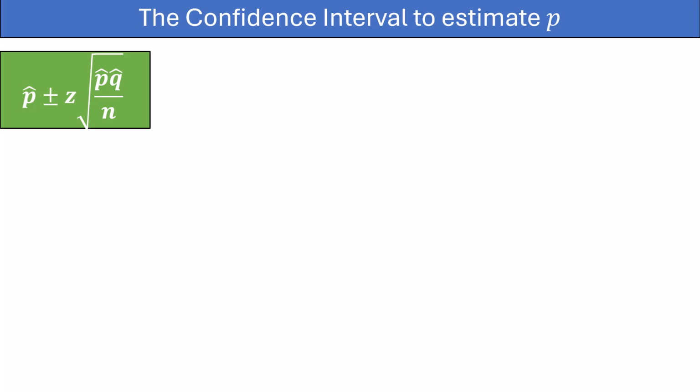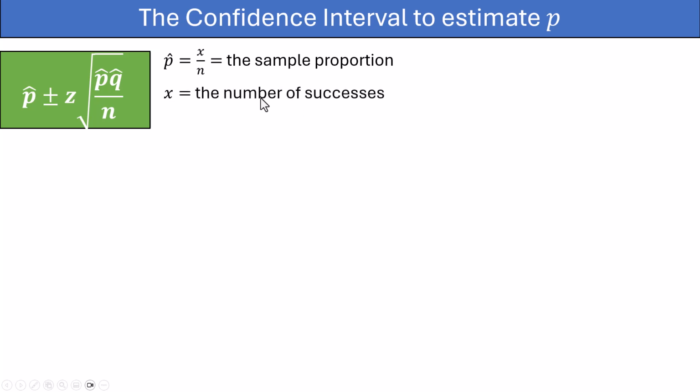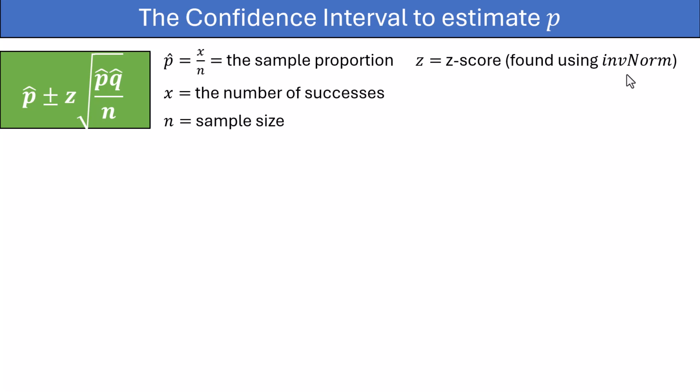Here's the formula we'll be using for the confidence interval for the proportion. P hat is, of course, the sample proportion, which we find by taking x, the number of successes, and dividing by n, the sample size. In our example, the number of successes was represented by the number of individuals who could locate Ukraine on a map. The z-value is the z-score, which we will find using a calculator function called inverse norm, which could also be found using probability tables.